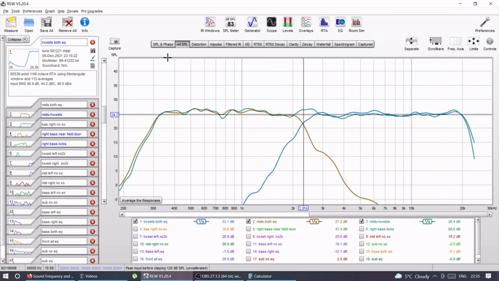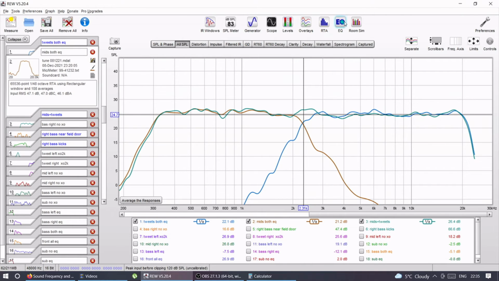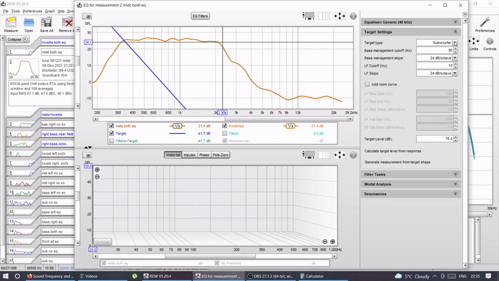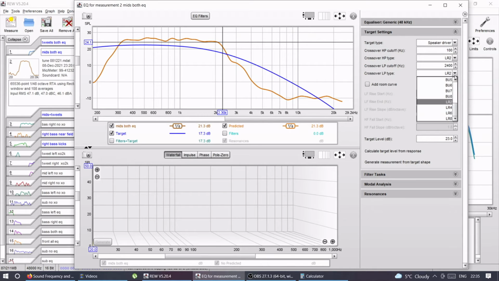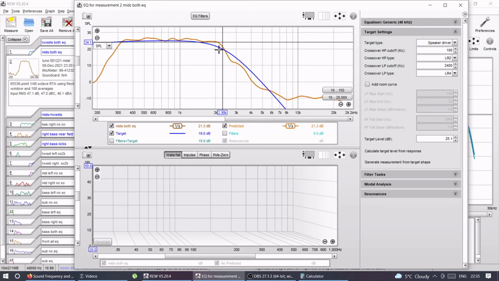If we take, for example, the mid-range, and we're going to do the same. So let's take a speaker driver, that's 2.4. This one a bit higher, 23. Linkwitz-Riley, 24 dB. There we go. Again, nowhere close to the 24 dB slope. It's much steeper. There's a 30. There we go. It's a much steeper slope than 24 dB.